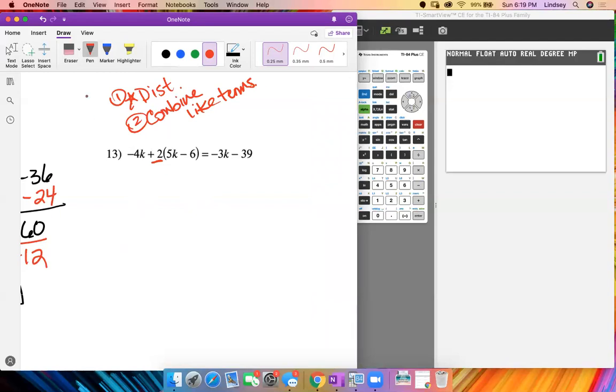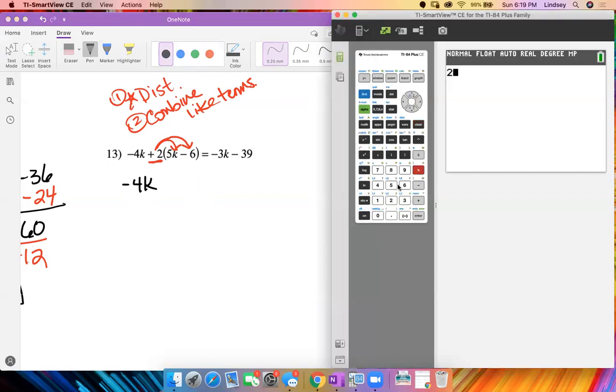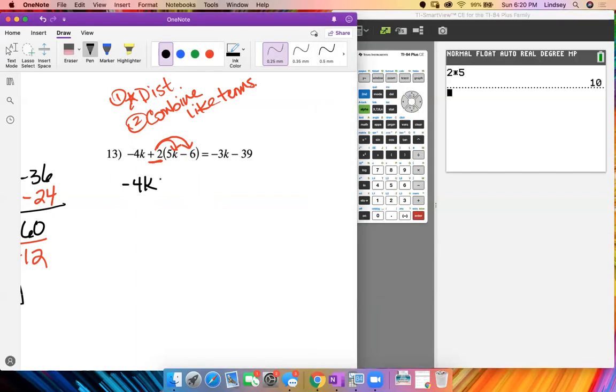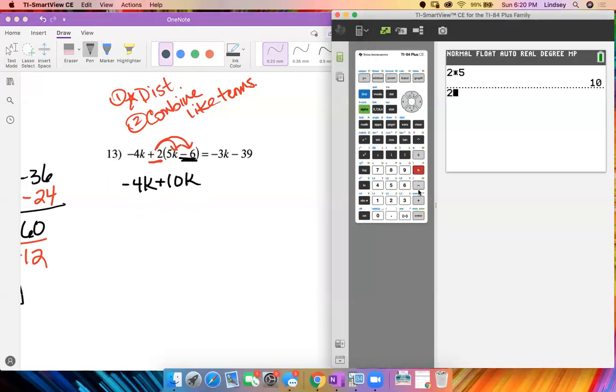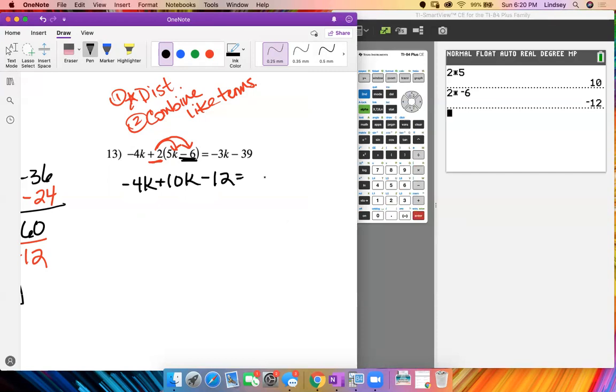Okay, so we know how to do distributive property. That's a positive 2 times 5k and a positive 2 times a negative 6. So I'm going to bring everything else down. Negative 4k. So I have positive 2 times a positive 5. All right, that gives me positive 10k. I have a positive 2 times a negative 6. That gives me a minus 12, and everything on the other side is just going to stay the same. All right, distributive property is done.